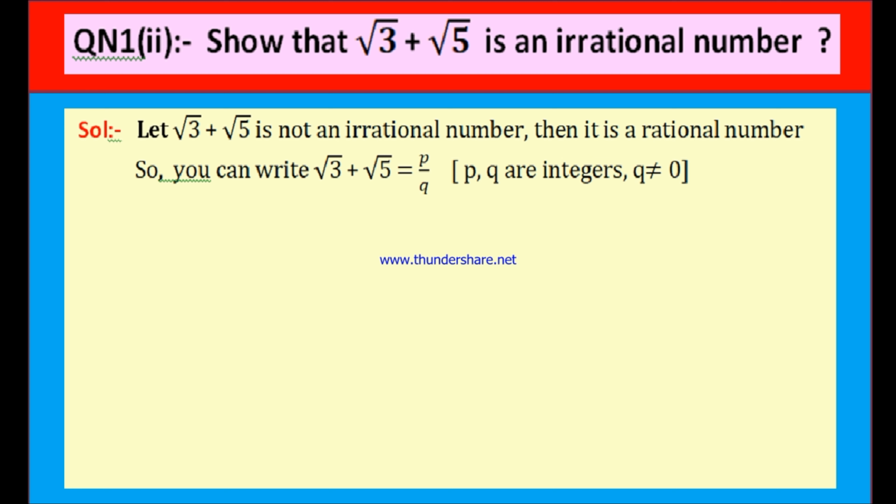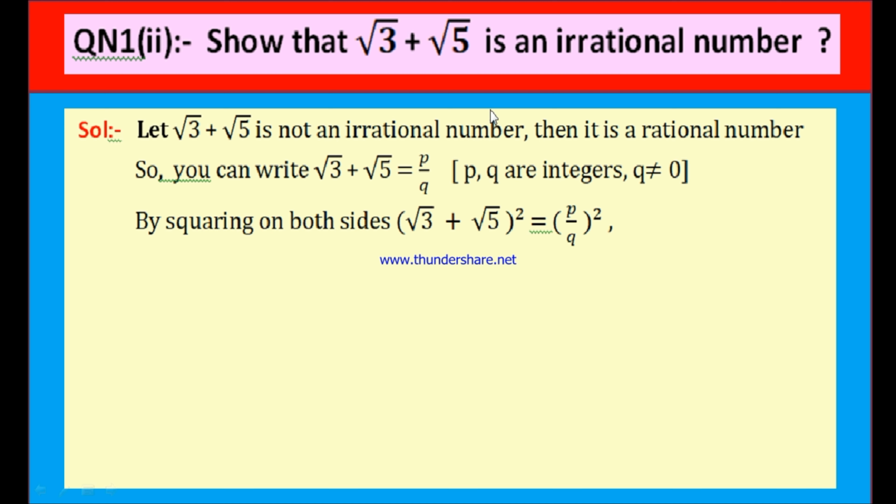That is, let us assume that root 3 plus root 5 is not an irrational number. But actually we have to prove that it is an irrational number. Since it is an indirect method, we assume that the given statement is wrong. If root 3 plus root 5 is not an irrational number, then it is a rational number. Since it is a rational number, you can write it in the form of p by q. So root 3 plus root 5 is equal to p by q, where p and q are integers and q is not equal to 0.